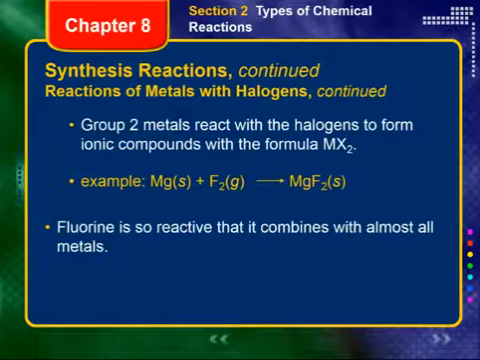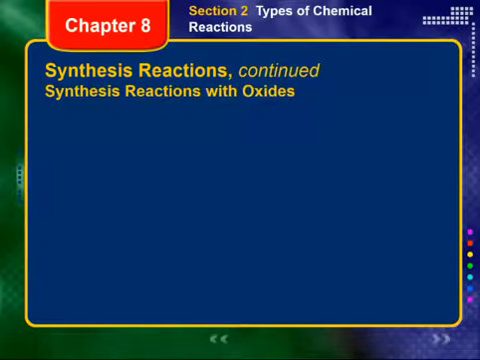Group 2 metals also are going to combine with the halogens in the exact same way. It's just now we're going to need 2 of the halogens. So the general formula is going to be MX2, right? Because that group 2 metal is going to have a +2 charge. You're going to need 2 halogens in order to balance that out. Now, fluorine is so reactive that it combines with almost all metals. So that's a good one to use in your examples as far as creating your list of examples for synthesis reactions.